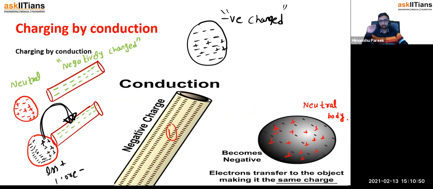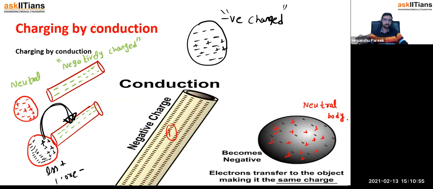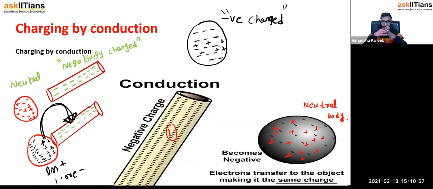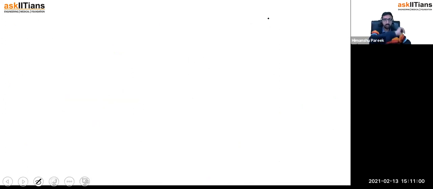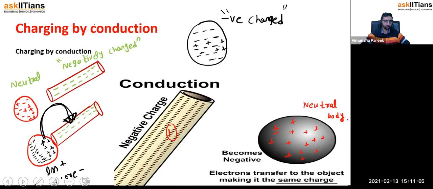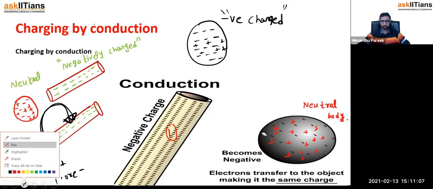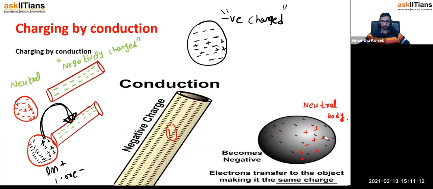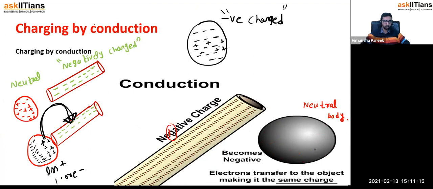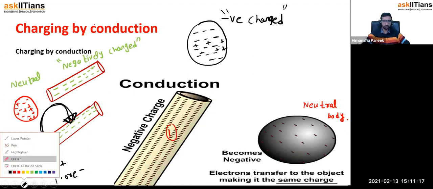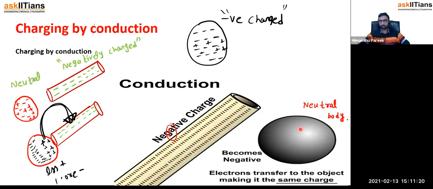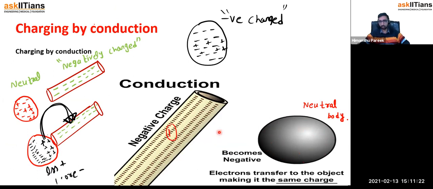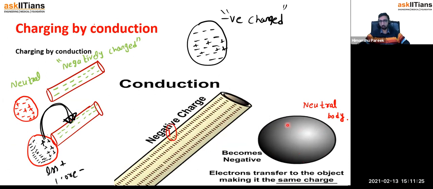So that's the basic method by which we can charge the body with the help of conduction. Conduction means there was a contact. Now, the third example is charging by induction. Now, in charging by conduction, you should see that part very carefully. Let me just erase this positive charges. Yeah. So you can see here, we are bringing the negatively charged body close to this neutral body. So the moment they touch, it becomes negatively charged.